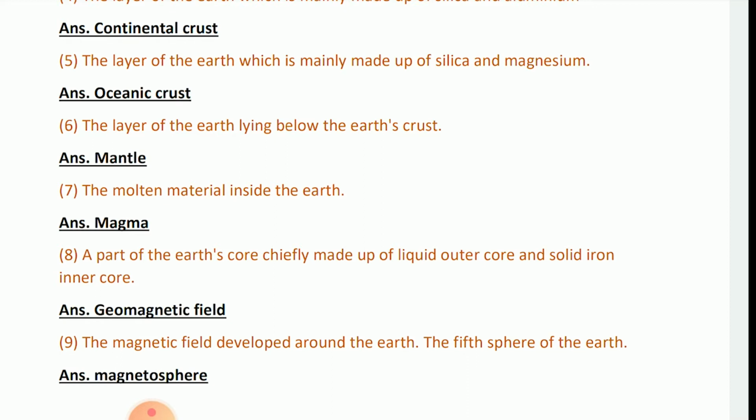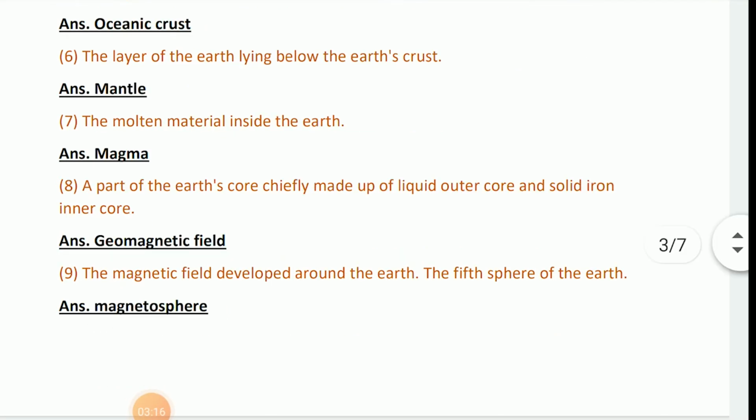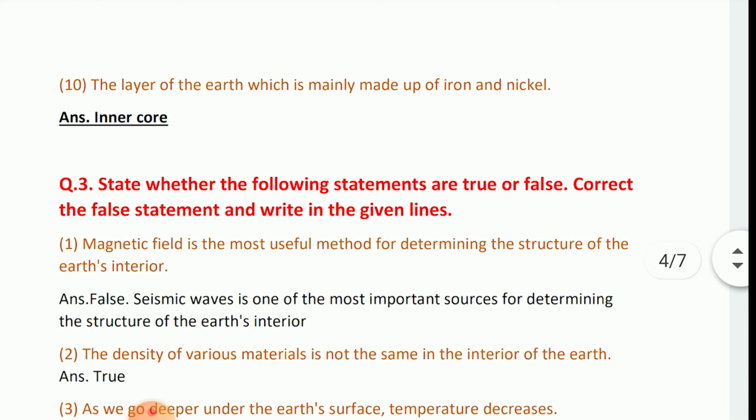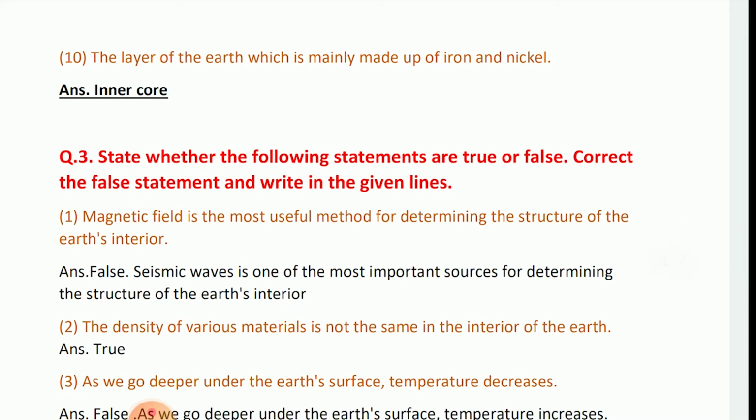The part of earth's core chiefly made up of liquid outer core and solid inner core. The magnetic field developed around the earth is called the fifth sphere of earth, the magnetosphere. The layer of earth which is mainly made up of iron and nickel: inner core.